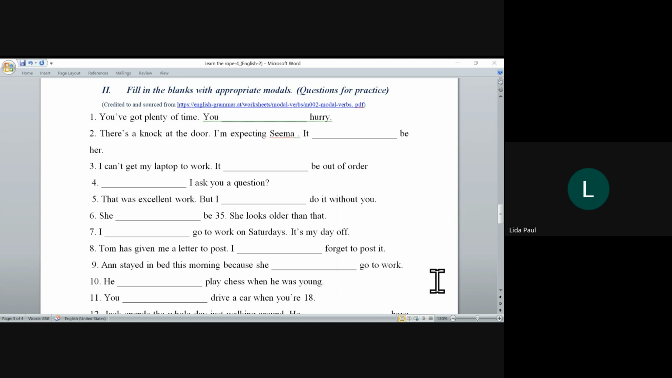Next is necessity. Necessity is indicated by must. Deduction statements: again, must. Obligation, if it is self-imposed, then must. And if it is a necessary obligation, you could use either must or mustn't.